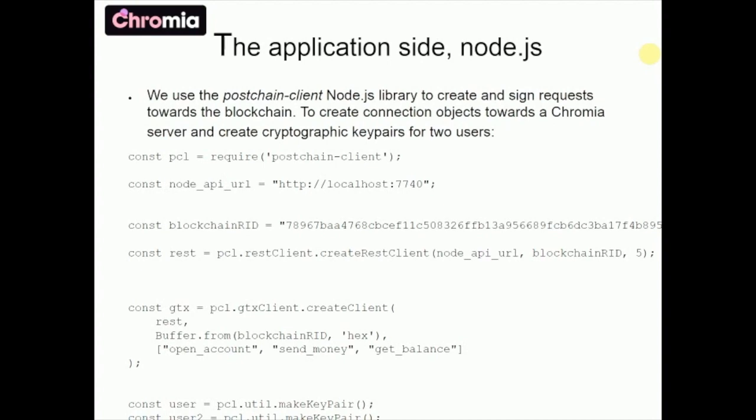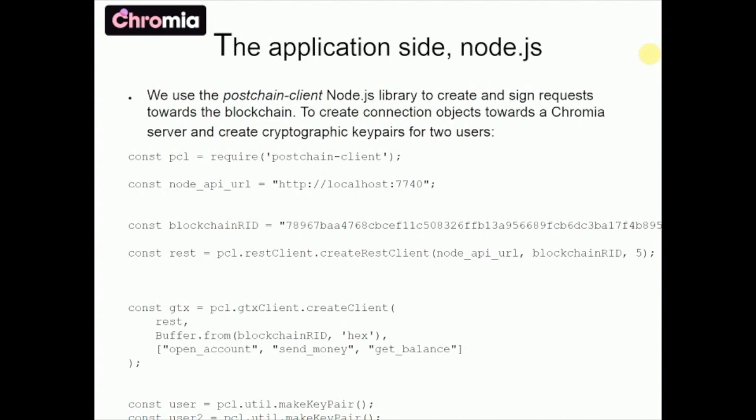That's an RID. And this const rest stuff is just to create a data communication object. It's rather technical. And then you finally create the communication object called GTX, and you also input what functions or what operations and queries you want to be able to call from that one. Here it's open account, send money, and get balance.